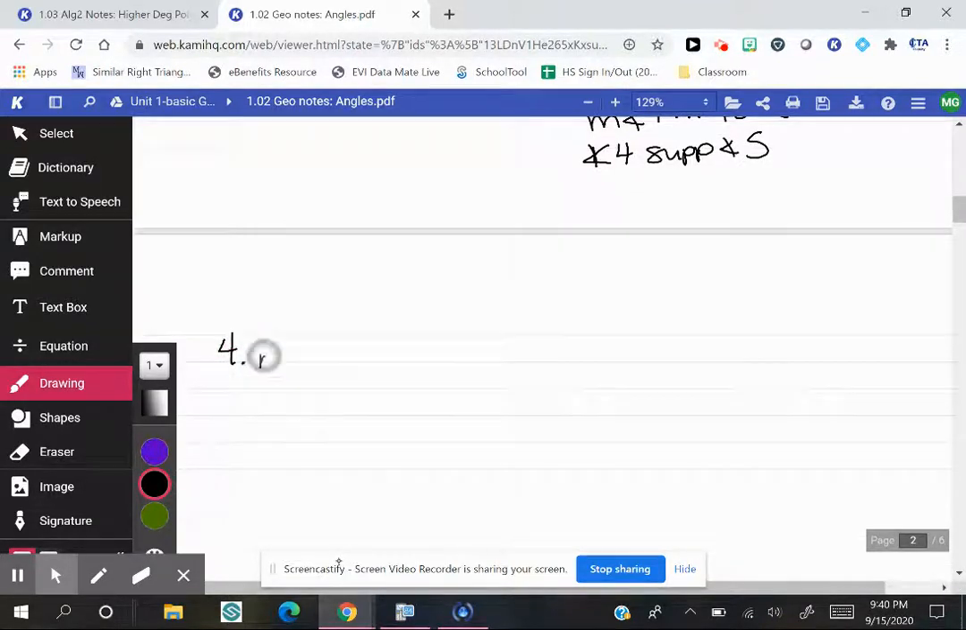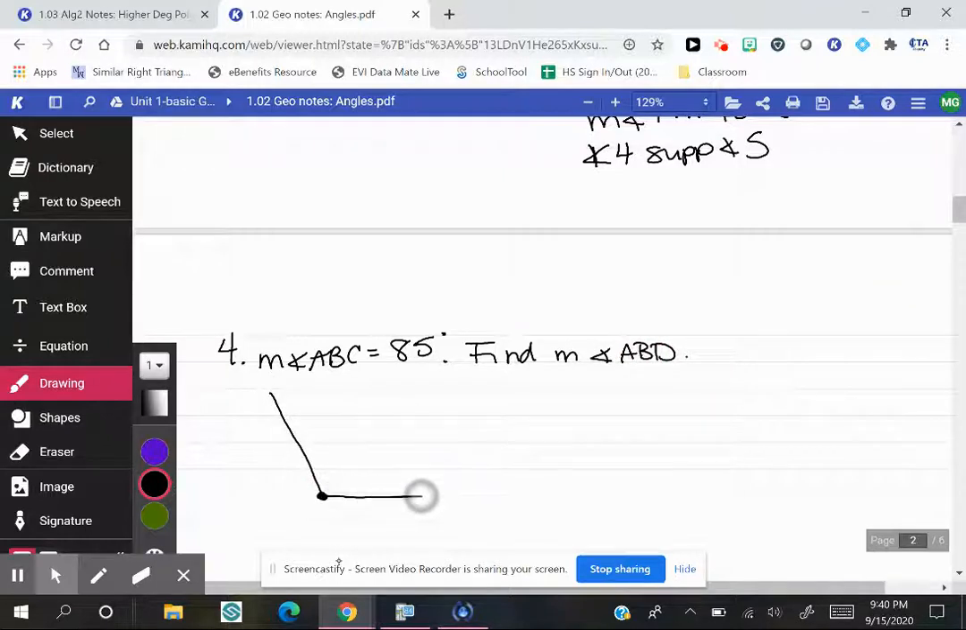Number 4, the measure of angle ABC equals 85 degrees. Find the measure of angle ABD, and I'm going to give you a diagram. So our vertex angle right there, this is C, B, A, D. I'm also going to give you that the measure of angle ABD is 2x plus 5, and the measure of angle DBC is 3x plus 10.